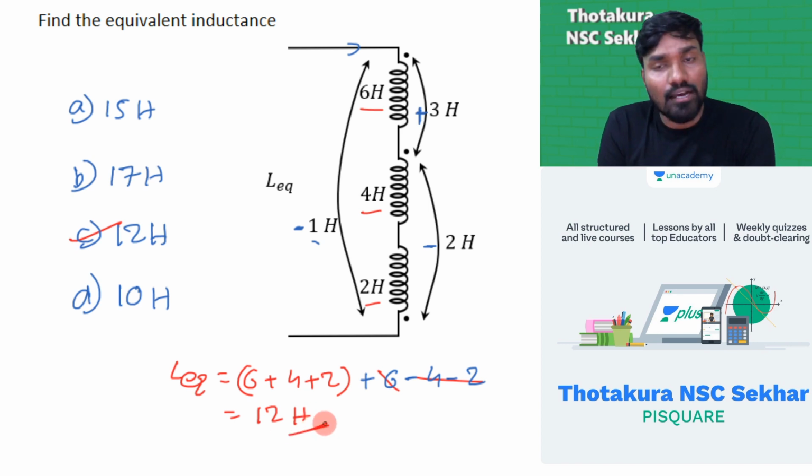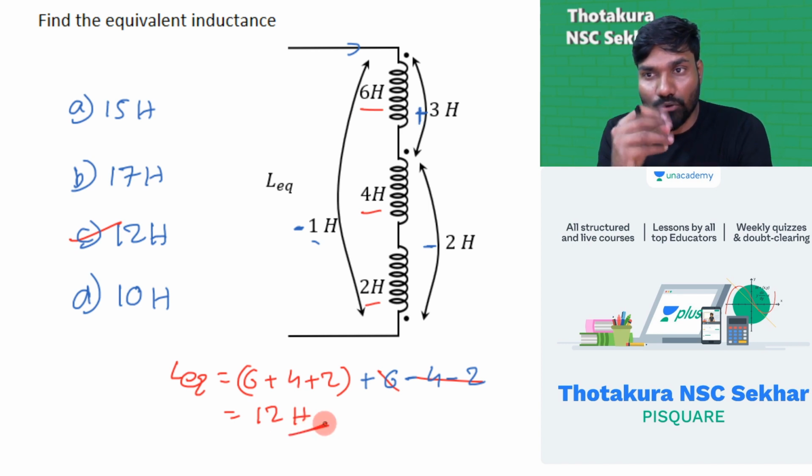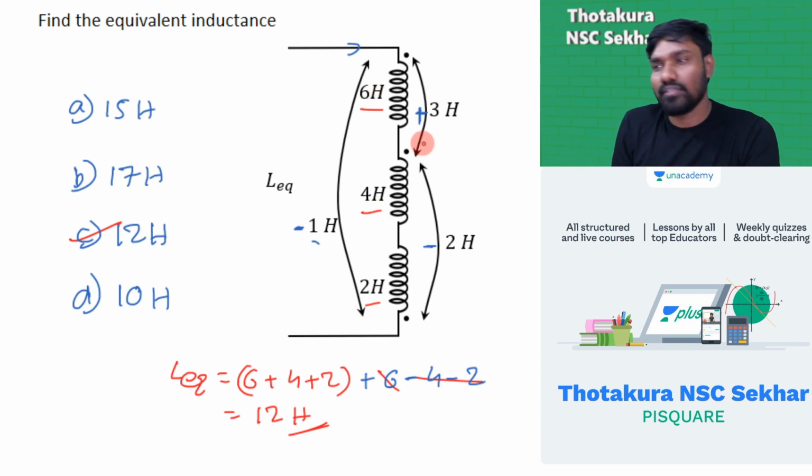Here, rather than the answer, you have to be careful with the process, the approach I followed. If you just stick to that process, you will not commit a mistake. It's simple. The series ones we added up, then we put plus and minus, then we simply multiplied with 2. That's it. We got it.